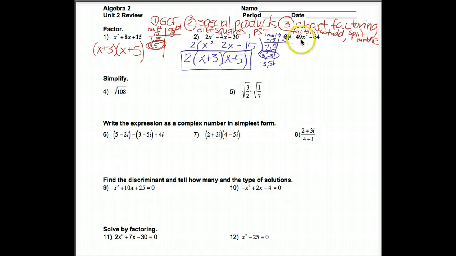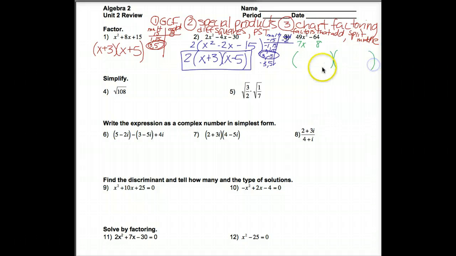On number 3, I look for a GCF. There's nothing in common between 49 and 64. So I go to special products. Could this be a difference of squares? Well, this is the first one that has 2 terms, so it has a possibility. In order to be a difference of squares, both terms have to have a perfect square root and they have to be separated by subtraction. The square root of 49x squared is 7x, so that works. The square root of 64 is 8, so that works. And it is subtraction, which means this is a difference of squares.